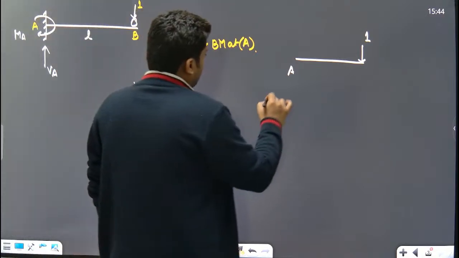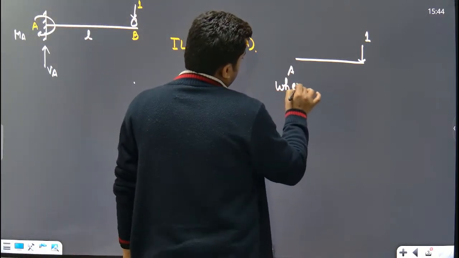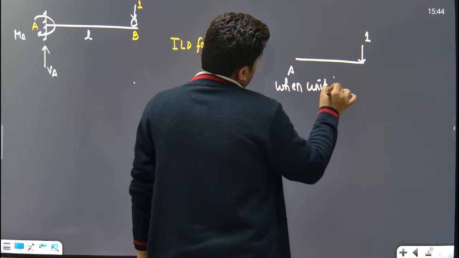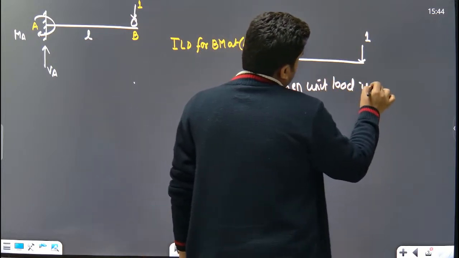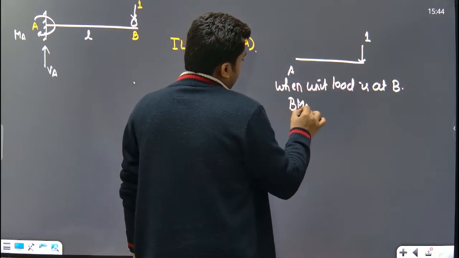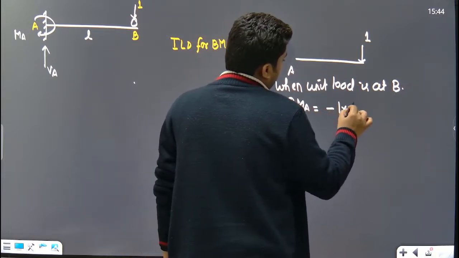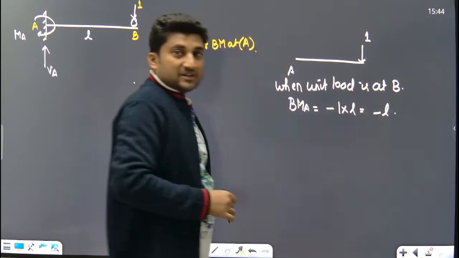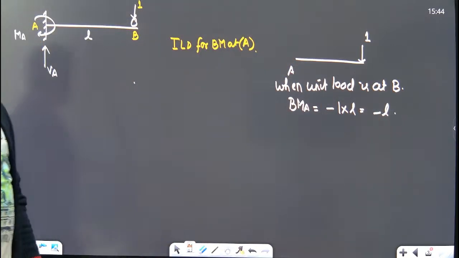When unit load is at B, bending moment at A is equal to minus 1 into L. So minus L. Yes or no?